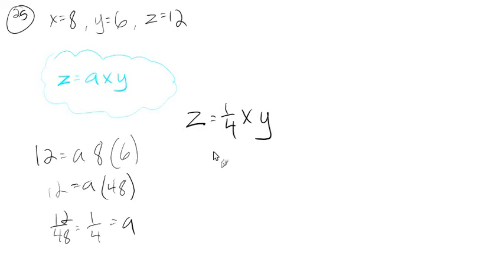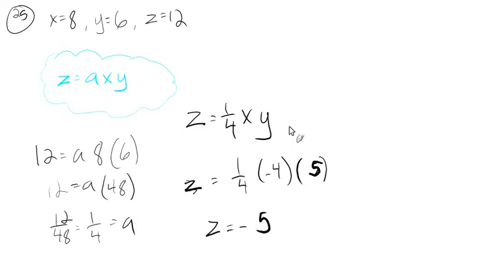Then it asks us to find z when x is -4 and y is 5. 1/4 times -4 is -1, and -1 times 5 is -5. So z is -5 when x is -4 and y is 5. And that is a quick little joint variation example.